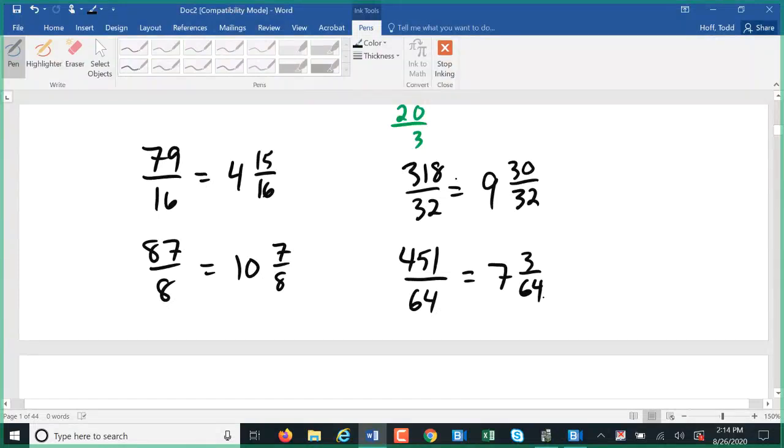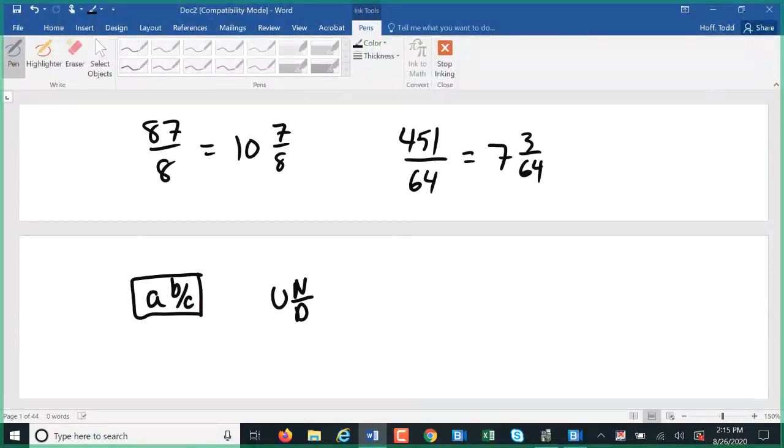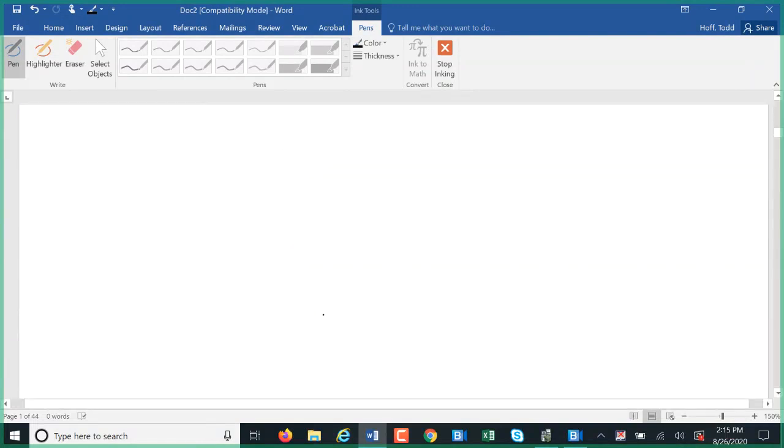Now, many of your calculators have a fraction key. Most of them look something like that, ABC. Some might look something like this, UND. Those fraction keys can do these reductions for you when you reduce the fractions or take them from improper fractions to mixed numbers. The last thing we need to do is go the other direction.